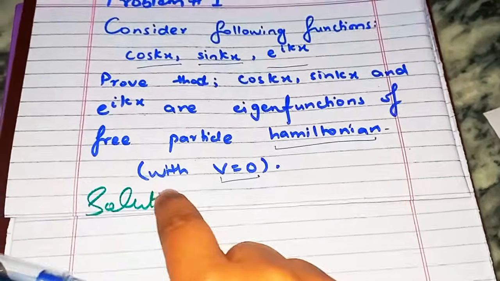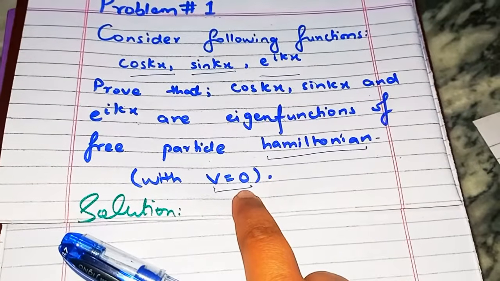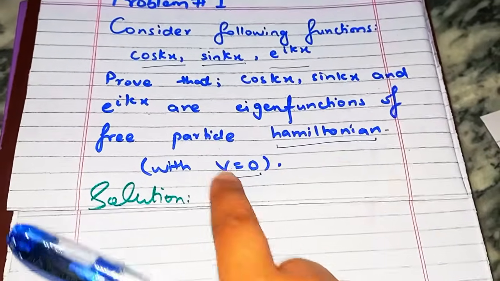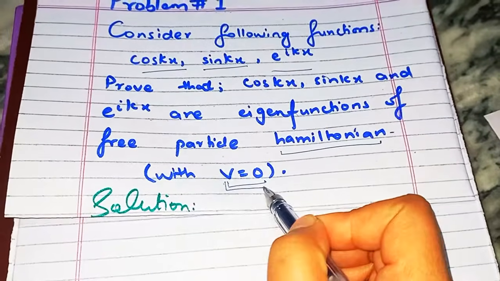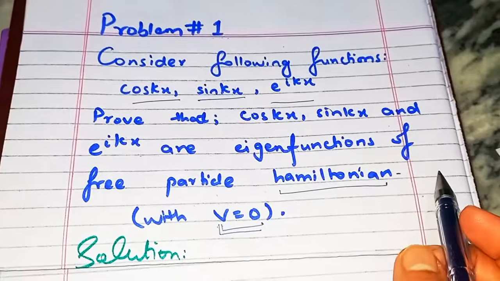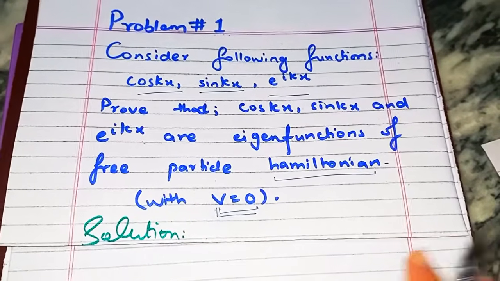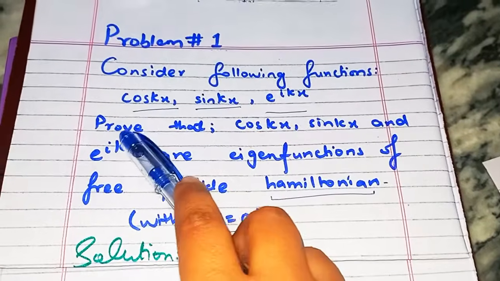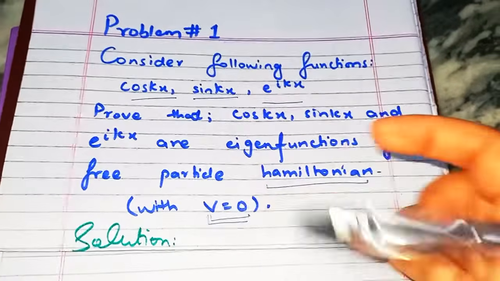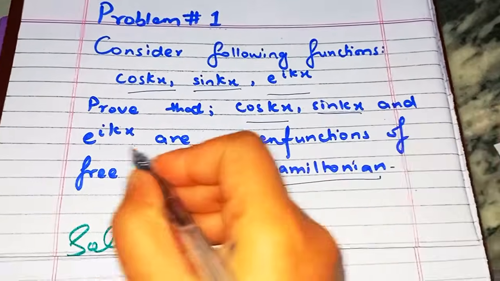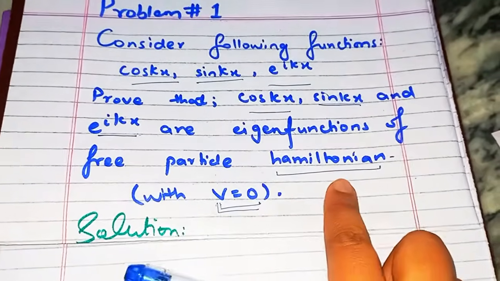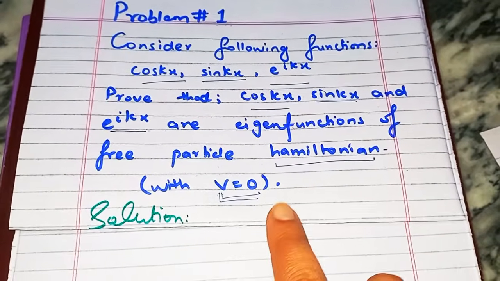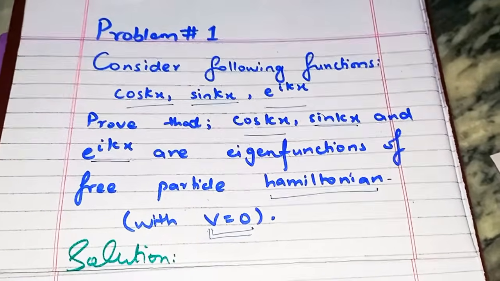equals 0. This information is sometimes given and sometimes you have to remember it, that a free particle is actually a particle that experiences zero potential. So that is something that you should know as well. It's sometimes given in the statement and it's not in other cases. So what we have to do basically here is to prove that these three functions are eigenfunctions of free particle Hamiltonian. Alright, so it's a kind of eigenvalue problem and it's also related to free particle systems in quantum mechanics.